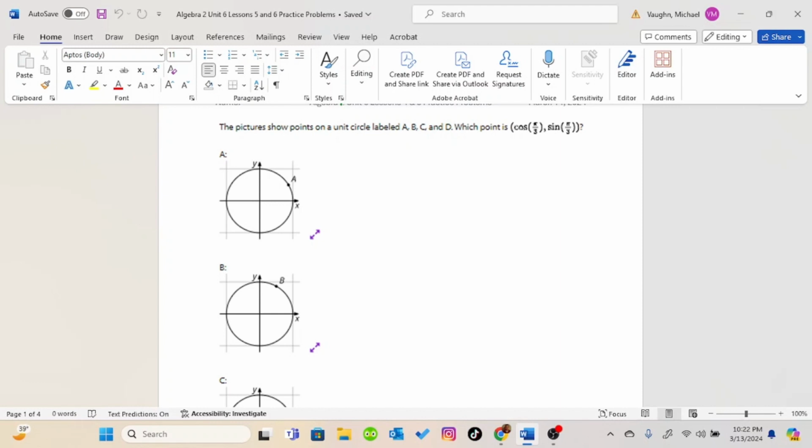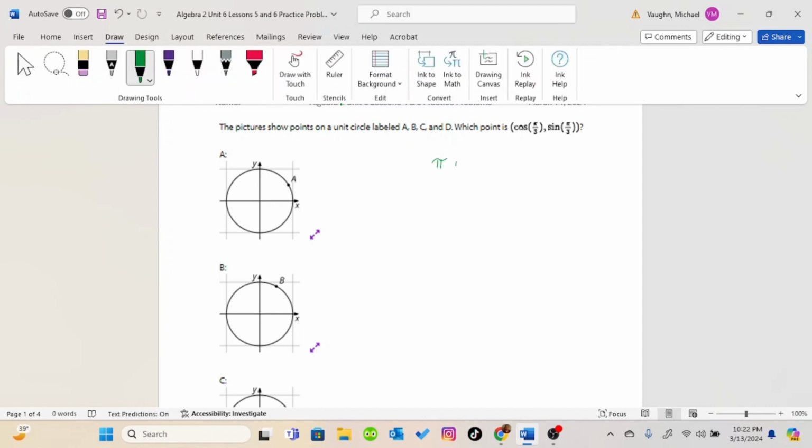So if you remember, pi is half a circle. And since a circle is 360 degrees, pi is 180 degrees. So that means pi over 3 is 60 degrees. So we're looking for a point that appears to make a 60-degree angle.